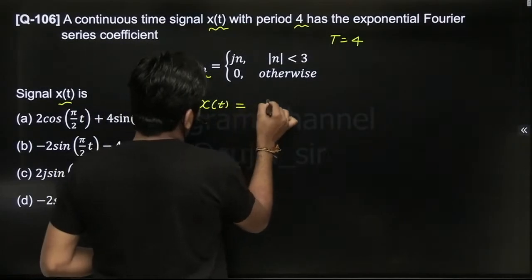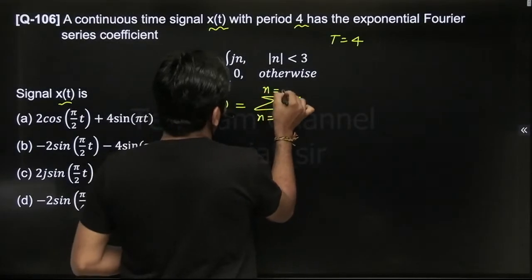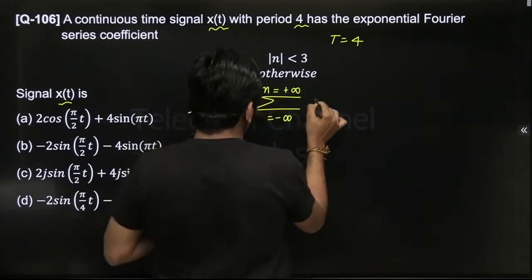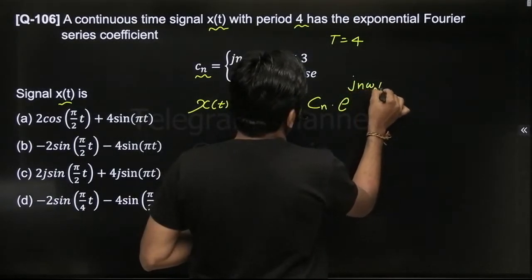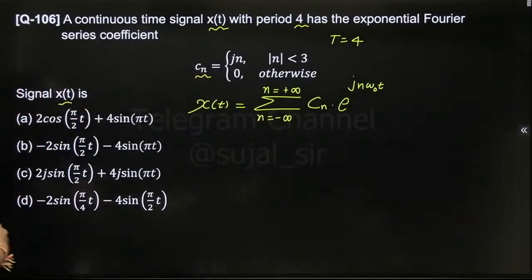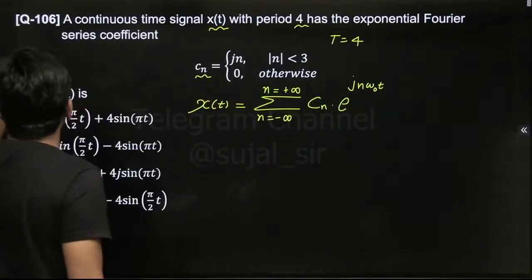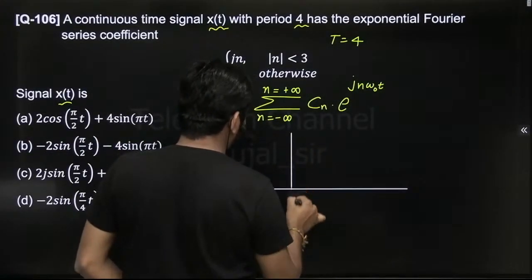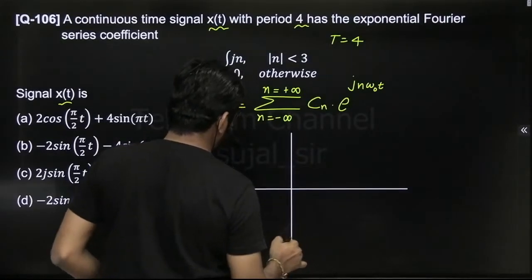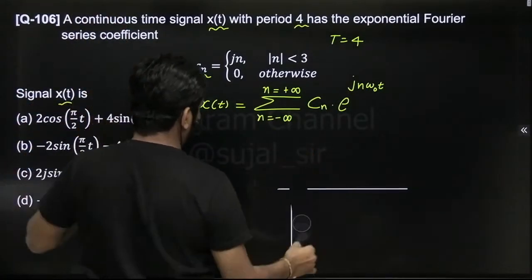So x of t is equal to summation n from minus infinity to plus infinity Cn into e to the power j n omega 0 t. Okay. x of t, the exponential Fourier series representation. Now see, or directly also you can do. Directly you can do.